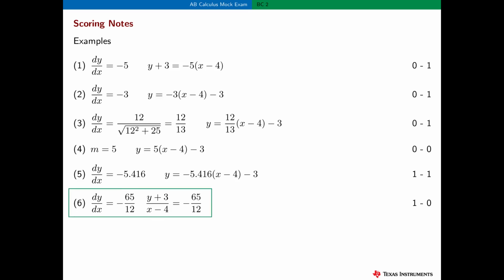And in example 6, the student has declared the correct value for the slope of the tangent line. However, they have not presented a correct equation for the tangent line. In this expression, x cannot equal 4, so this is not a valid way to represent the tangent line. This response earns 1-0.